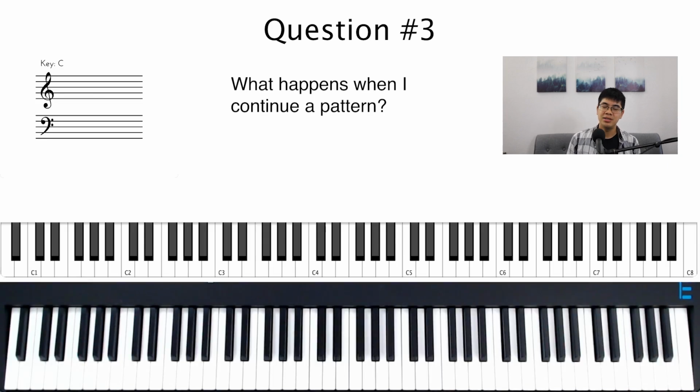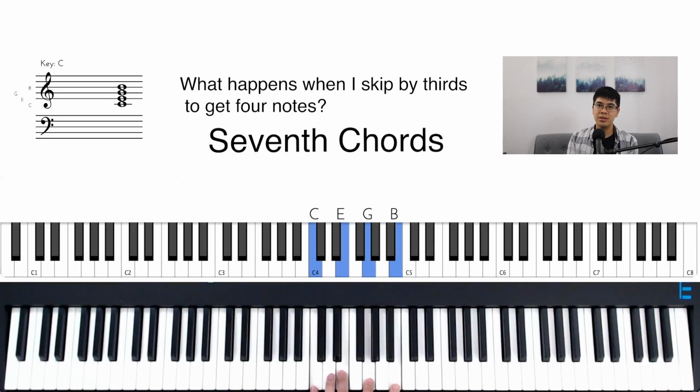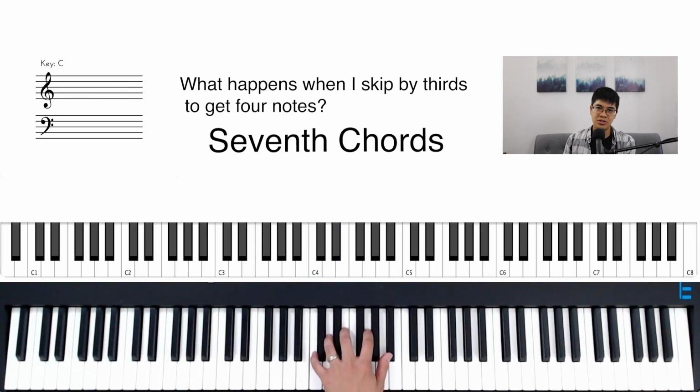Now, the third question that I would ask is, what happens when I continue the pattern? So going back to the chord, skipping by thirds, we stopped at 3 notes. What if we continue that? What if we add another third on top of the C major chord? Then we would get a C major 7 chord. And now we're diving into the realm of jazz. We're getting some jazz sounds now. That's a C major 7th chord. There's also C dominant 7 and C minor 7. But let's just focus on C major 7 for now.